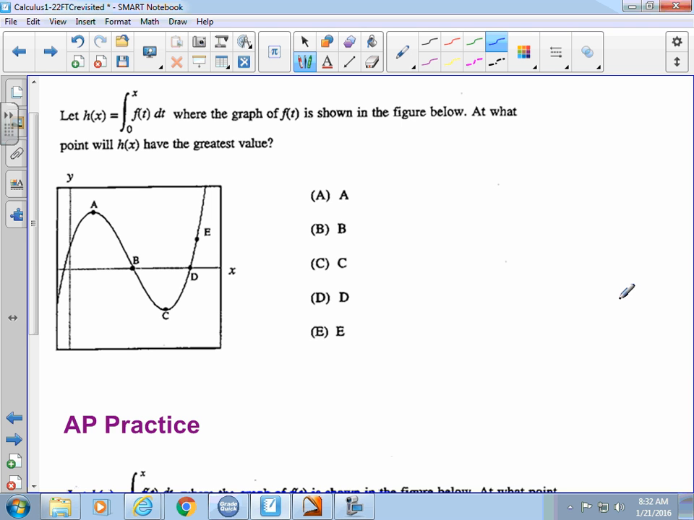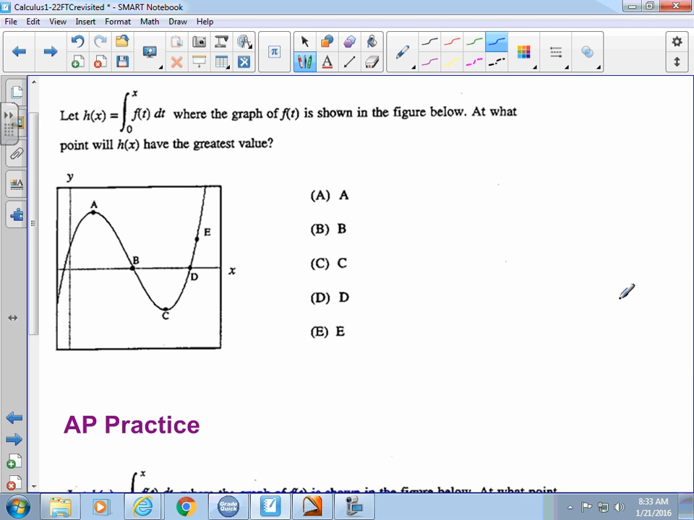Okay, so it says let h of x be the integral from 0 to x of f of t dt. The graph of f of t is what's shown. So h of x is not the graph, it's f of t that's shown. At what point will h of x have the greatest value? Well, first I need to decide what am I looking at in relation to h. What is f of t in relation to h?